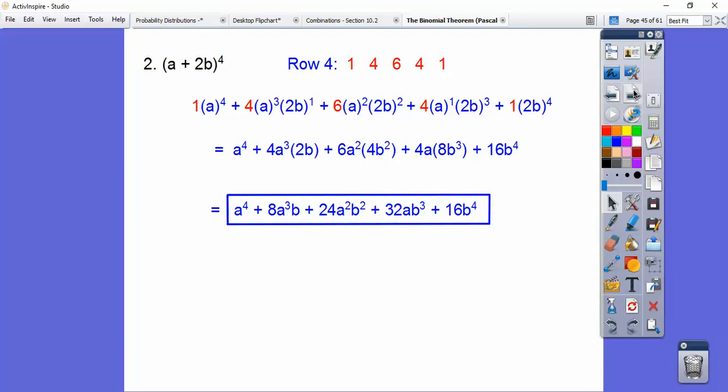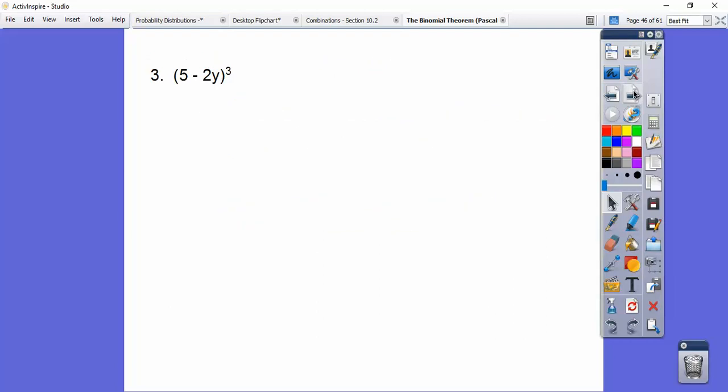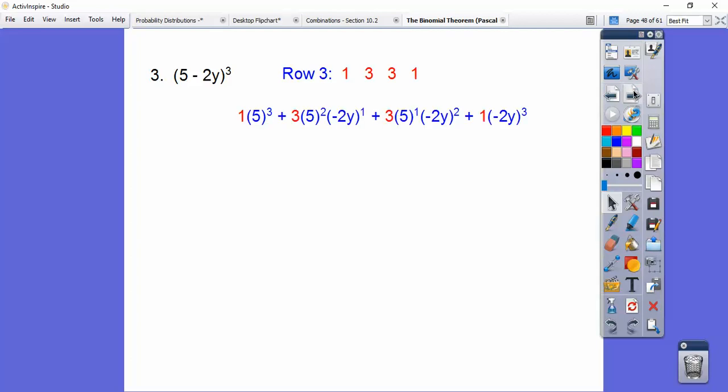All right. Let's try one with the minus sign here. So row 3 gives us those numbers right there, 1, 3, 3, 1. So it's going to be 1 times 5 to the third, plus 3, and then 5 decreases, and it's negative 2y. So be careful, negative 2y increases. Plus 3, 5 decreases one exponent, and then negative 2y increases.